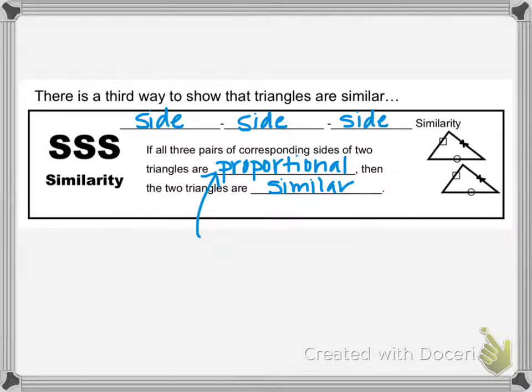Remember what proportional means. That means their ratios are equal. You've got to show that they're equal, so you've got to set them up. Remember, the sides aren't equal, but the ratios are equal. So let's see what this looks like.